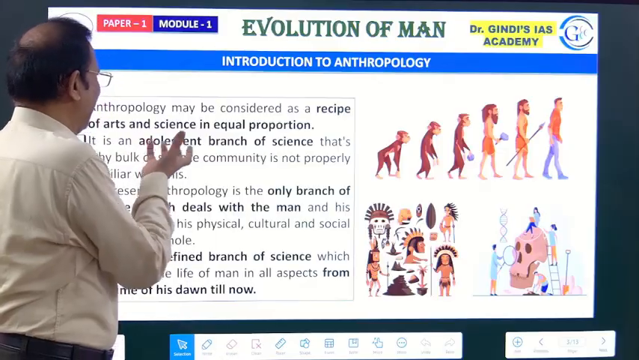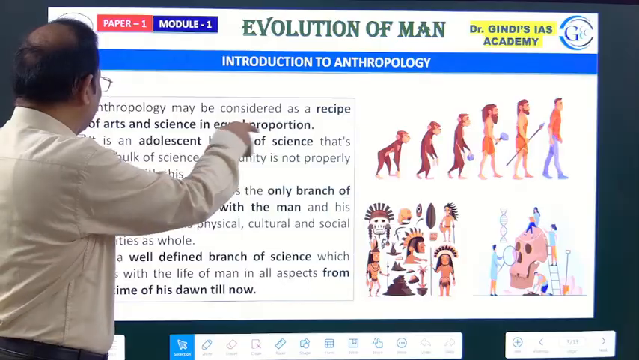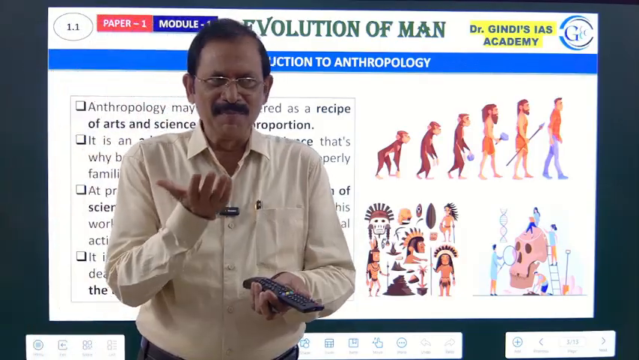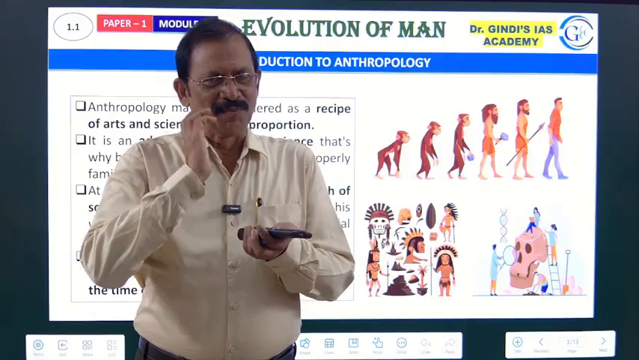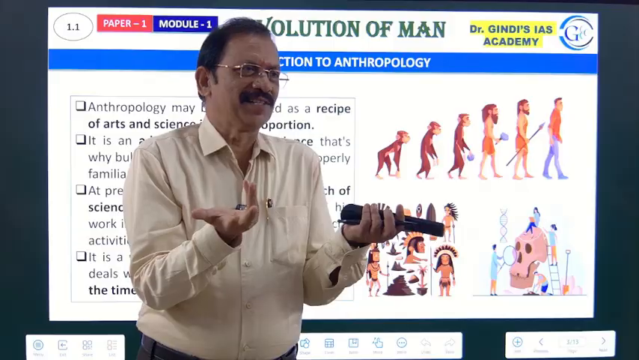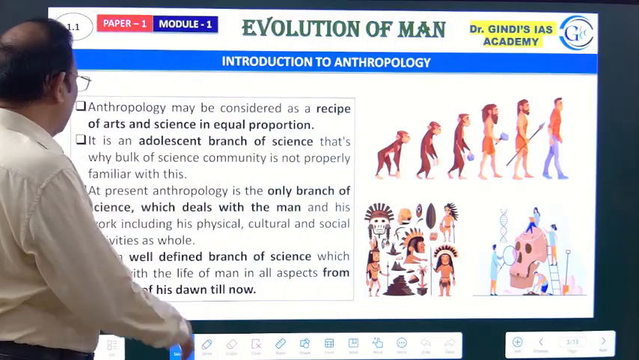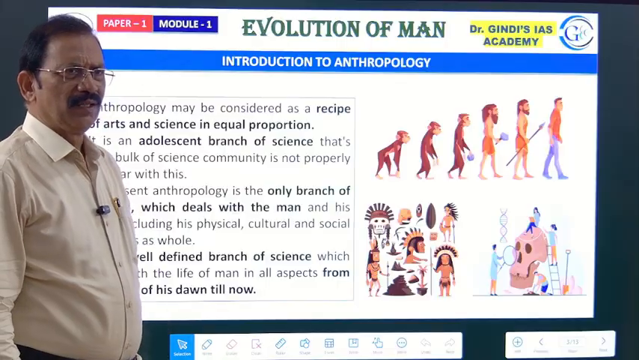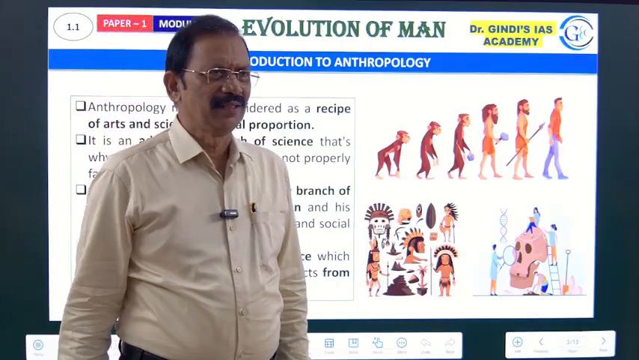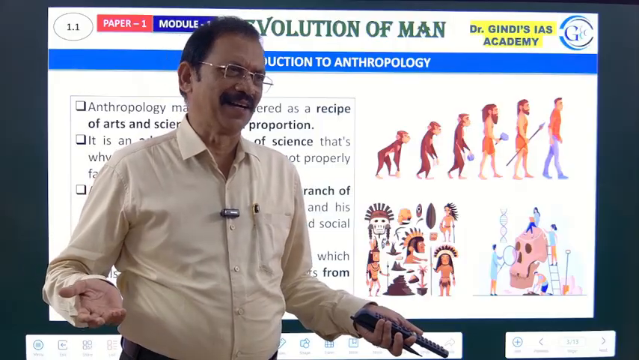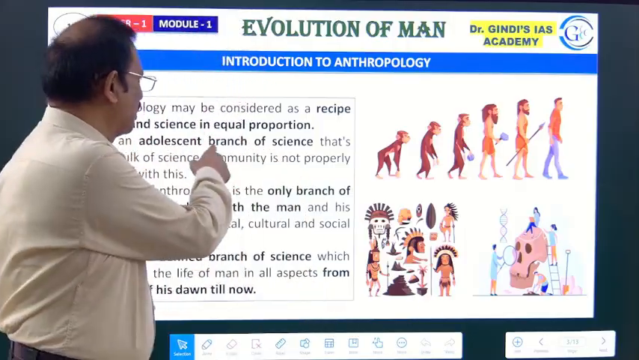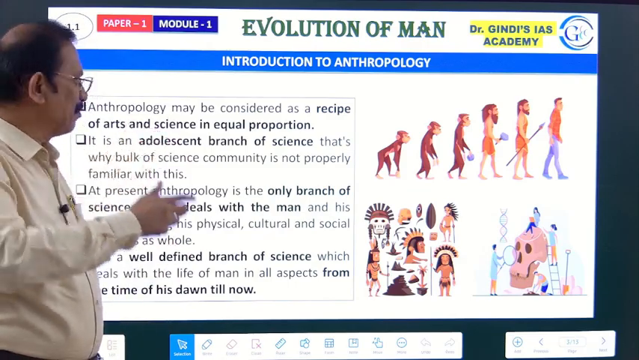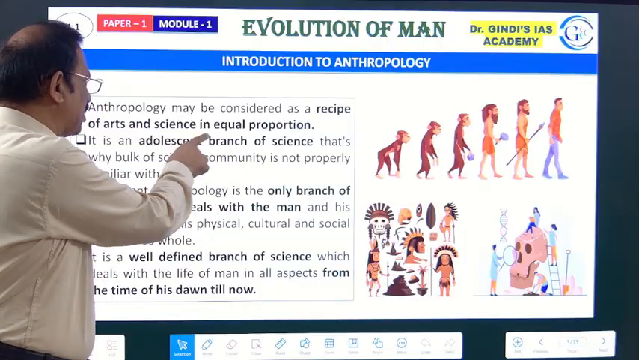So here, anthropology is considered a recipe of arts and science in equal proportion. Both are mixed. Some creativeness is there, and system and knowledge are there. That is anthropology. Then, it is an adolescent branch of science. It is not an infant, it is not an adult, it is at the adolescent stage. So slowly it is becoming a branch of science, an adolescent branch of science.